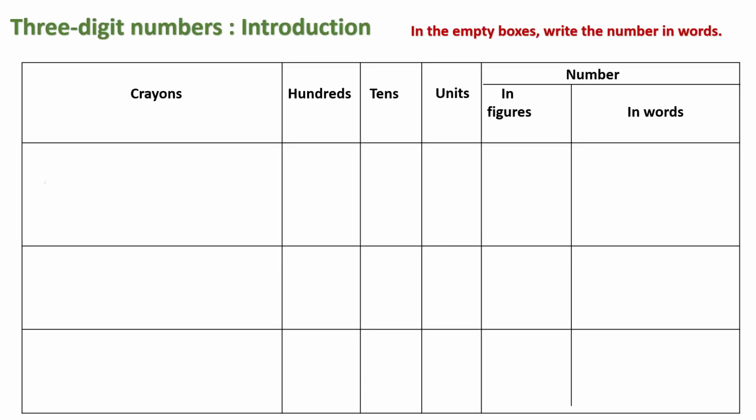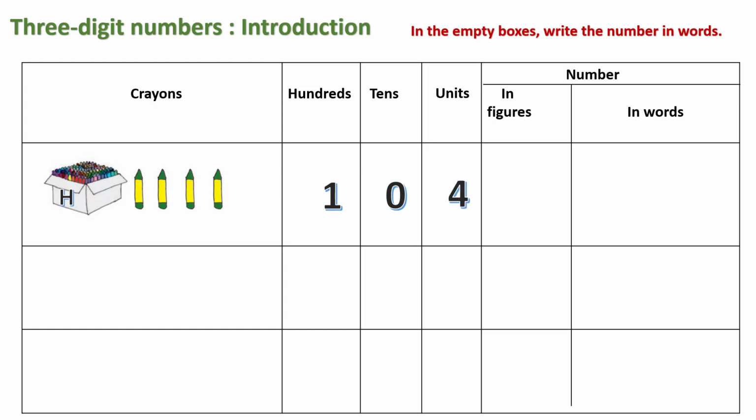A hundreds crayons and units are 1 2 3 and 4. In hundreds box we write down 1. In tens box here it is no tens, so we write down 0, and in units box here it is 4 units, so we write down 4 in units box, and the number makes in figure 104. In words we read it 104.